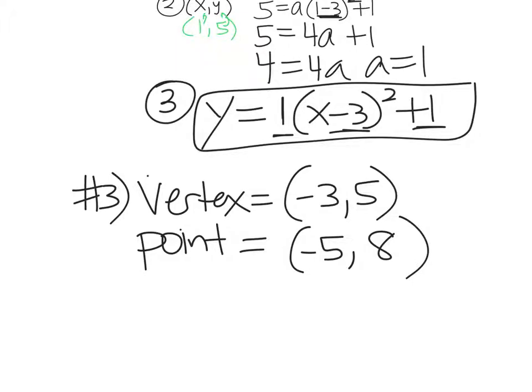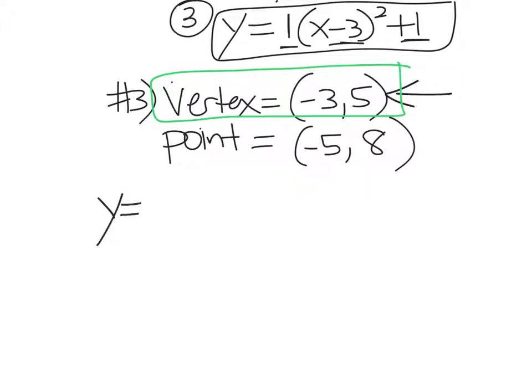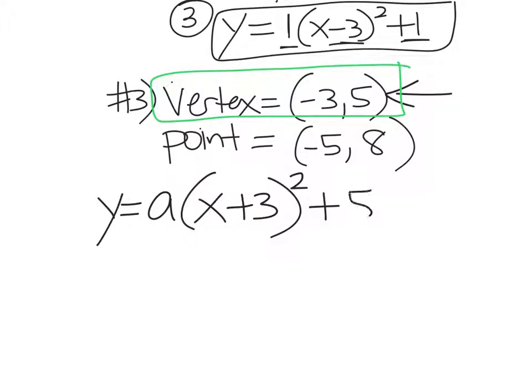So let's go through the whole thing. This is exactly like the last one. Okay? Start by putting in the vertex for HK. A point on the graph, a regular point, is not going to go in for HK. The vertex is special. Okay? The vertex is our H and our K. That's your first step, and you'll get a point for that. So y equals A, x plus 3, because minus 3 is plus 3. Don't forget the squared, because these are parabolas, and then plus 5. Okay? That's the first step.